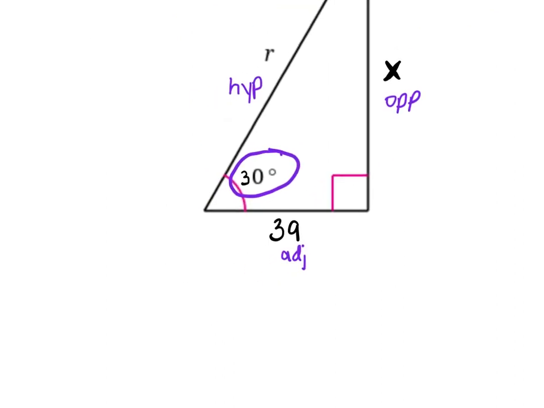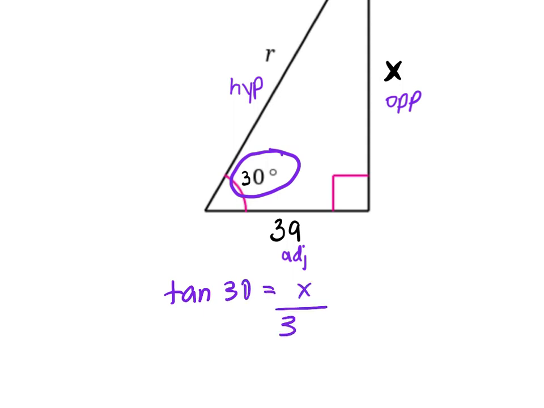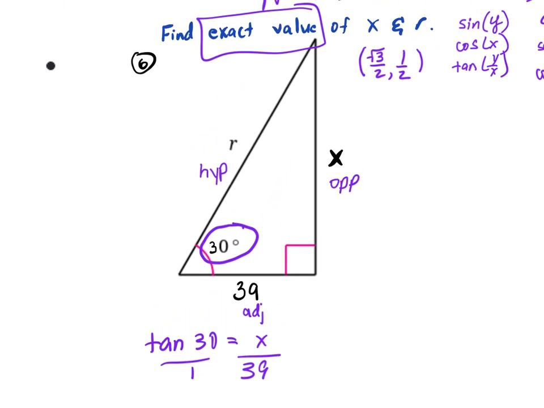So if I were going to do this, I would set this up and say tangent of 30 equals opposite over adjacent, right? Now, if I just went ahead and solved this, cross-multiplied, and said 39 times the tangent of 30, I'd get a decimal answer, but I don't want a decimal. So this is where you go back to your unit circle. I've already found out what the ordered pair was.